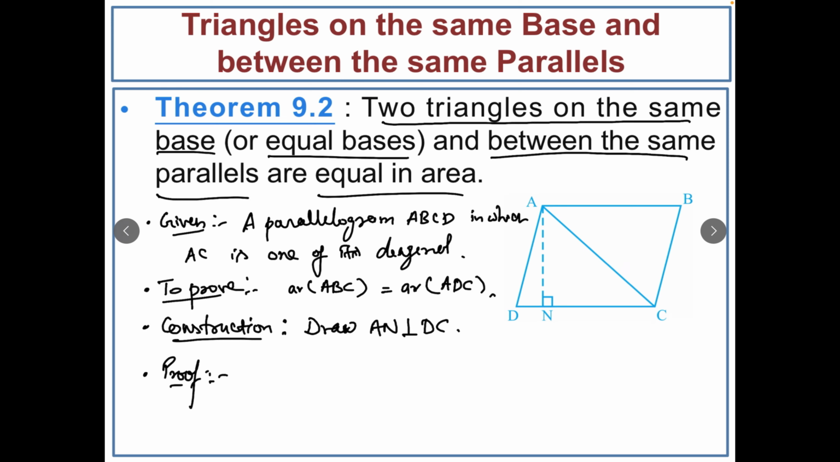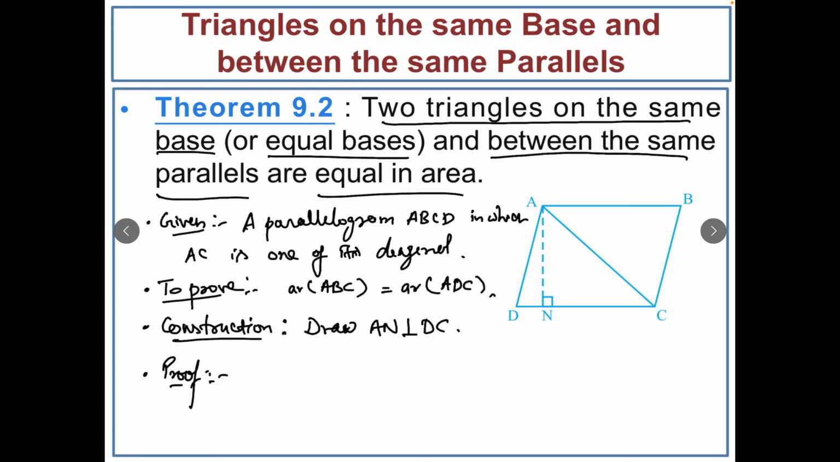From here we can conclude one thing. The area of triangle ADC can be written as base into height. Its height is AN and base is DC. We know that the area of a triangle is given as half into base into altitude. For triangle ADC we have half, base here is DC and altitude is AN.